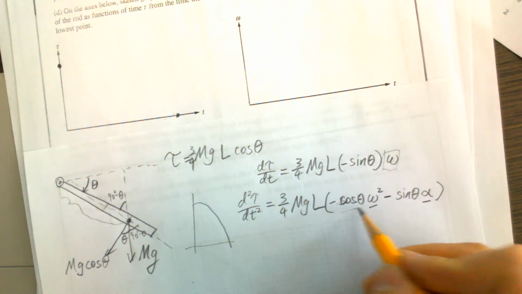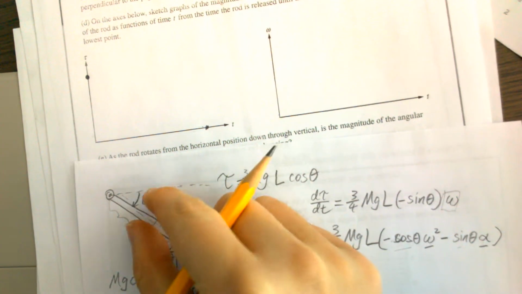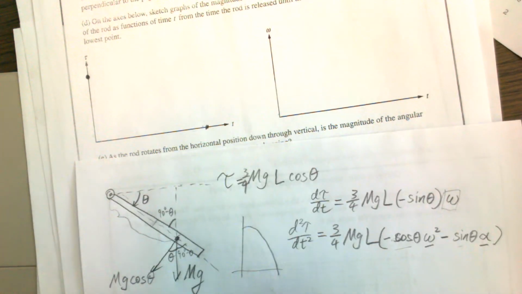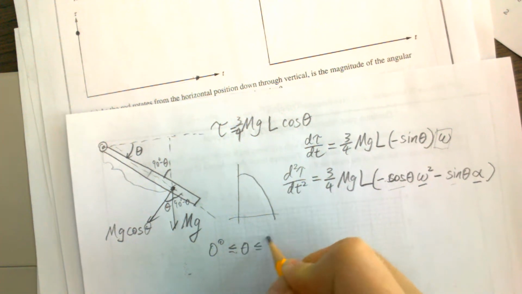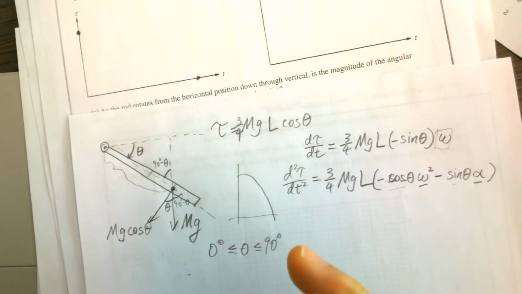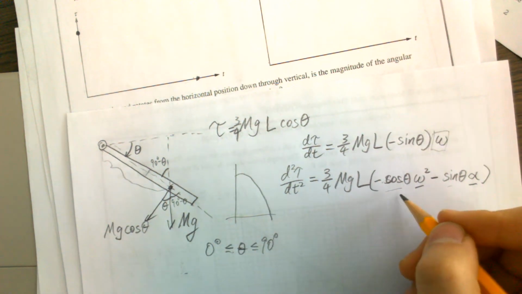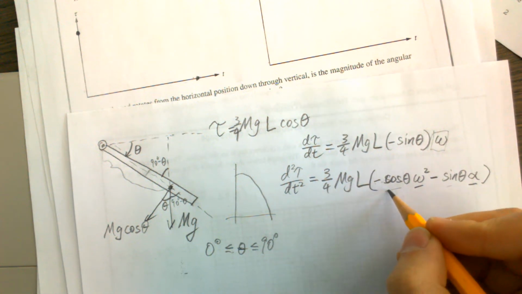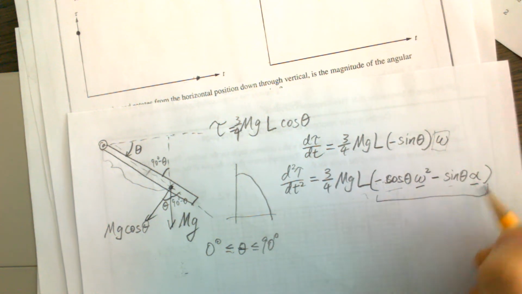How about cosine theta and sine theta? Well, start from here to the bottom. At the bottom, theta should be 90 degrees. So if we are going from 0 degrees, theta is from 0 degrees to 90 degrees, so it's in the first quadrant of the unit circle. That means both cosine and sine are positive, which means negative cosine and negative sine are negative. So this entire thing is negative.